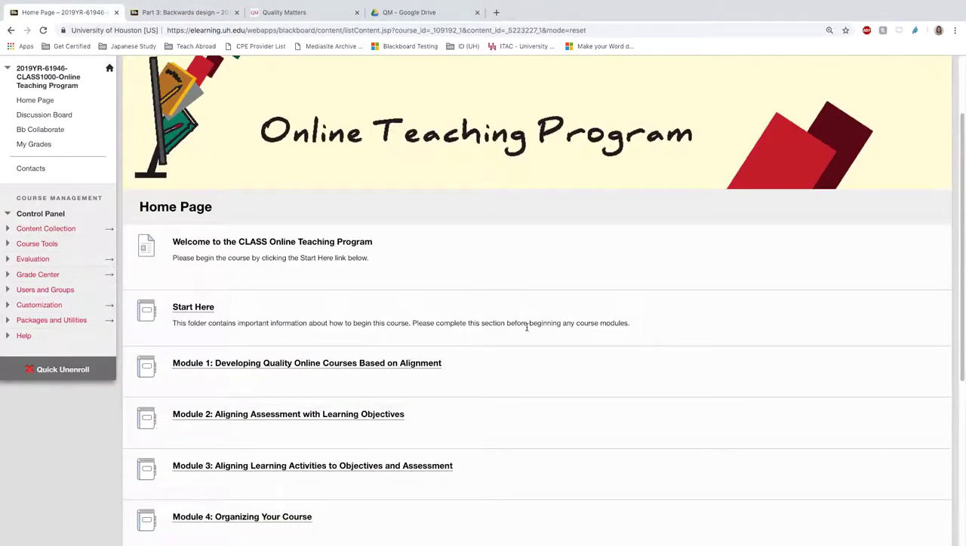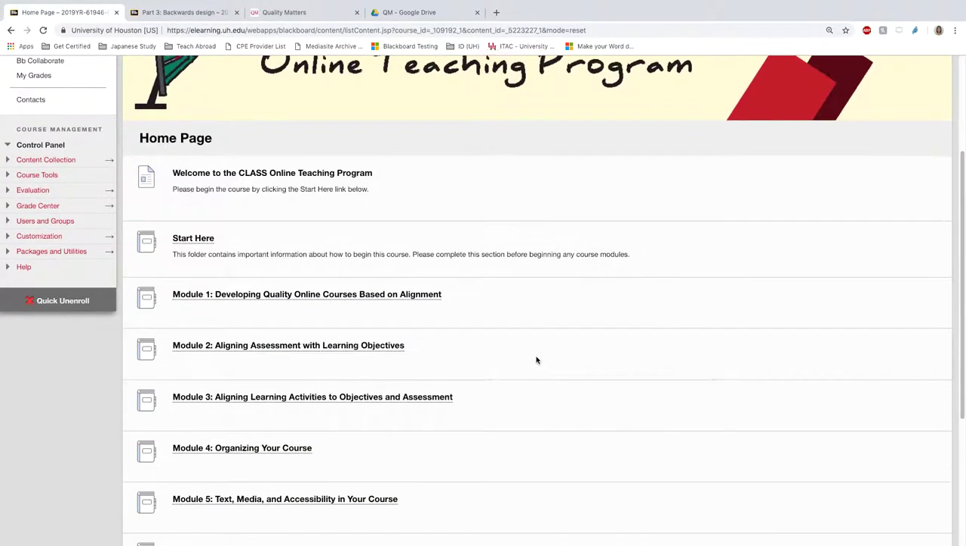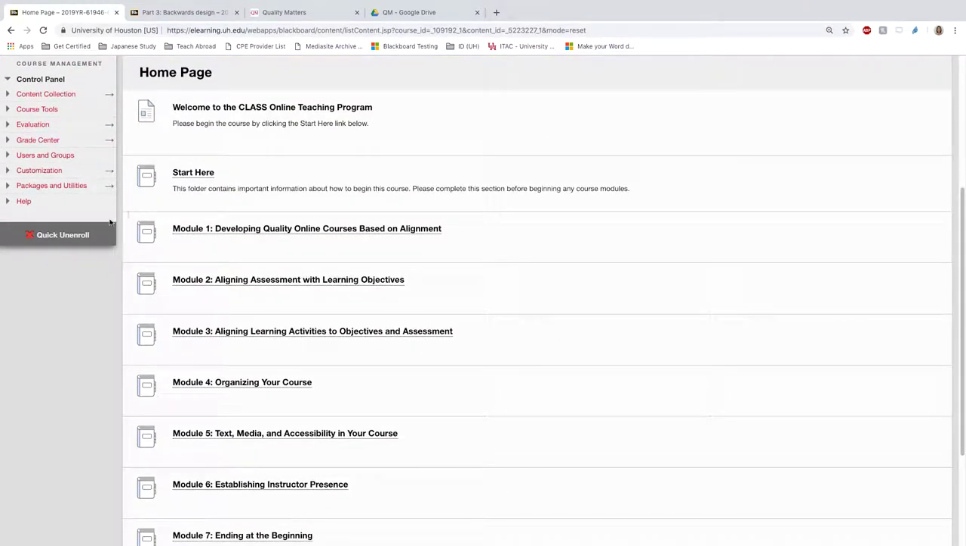If we go back to the online teaching program, you'll notice that the first three modules are about designing the course, and they are about alignment, and they introduce the backwards design approach. Module one is called Developing Quality Online Courses Based on Alignment, and this module covers Quality Matters and objectives. Module two is about assessments, and module three is about learning activities. So these first three modules are about course design.